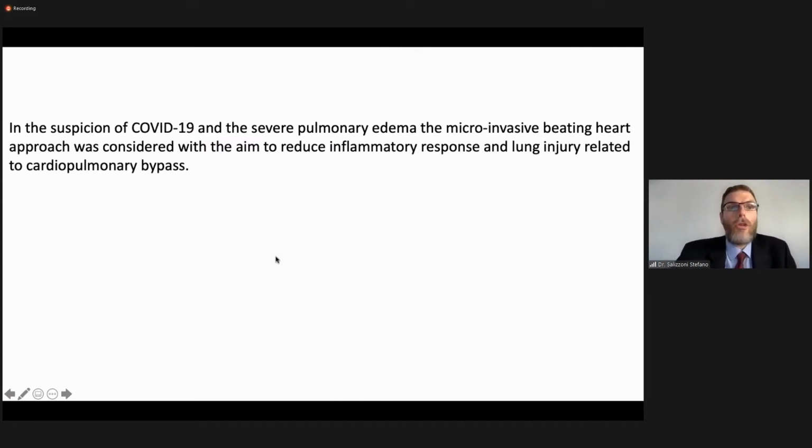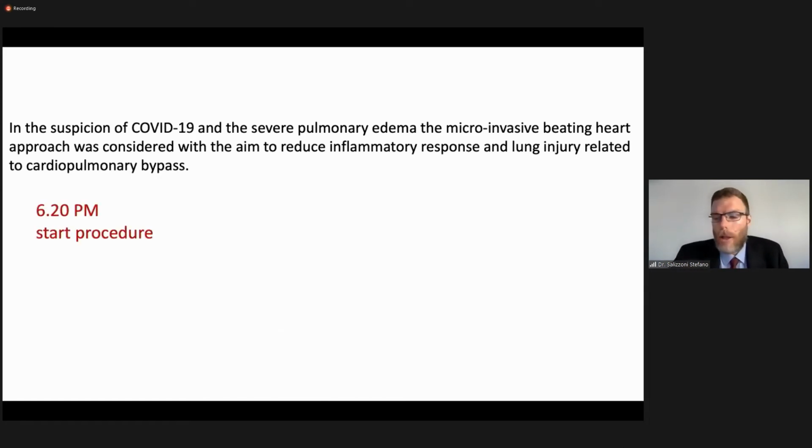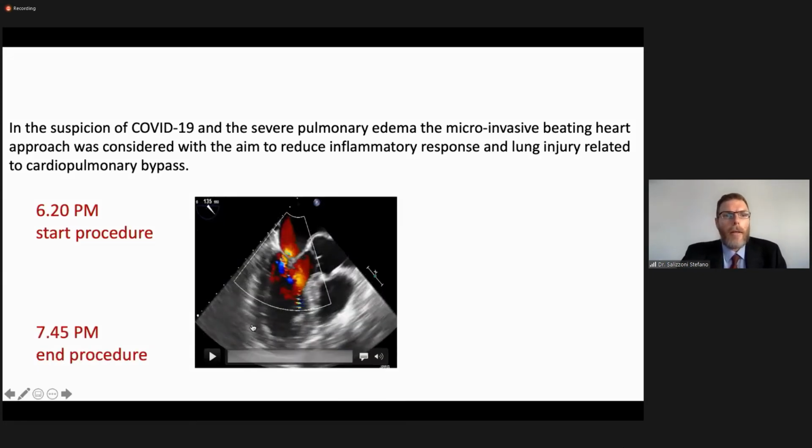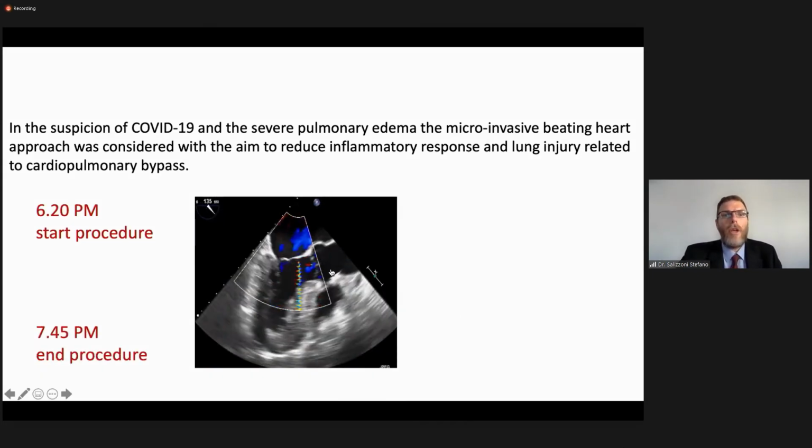We also had the suspicion of COVID-19 because of the pulmonary edema on the chest X-ray. So we thought that this microinvasive beating heart procedure could be a nice option, with the aim to reduce the inflammatory response and lung injury related to the cardiopulmonary bypass. We started the procedure at 6:20 p.m., and at 6:45 p.m. we finished the procedure with this result.